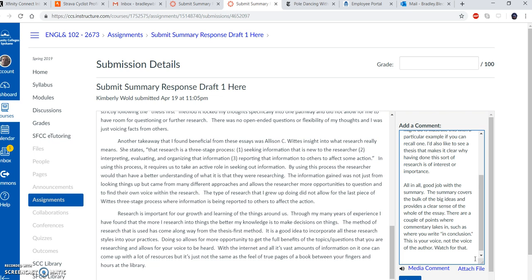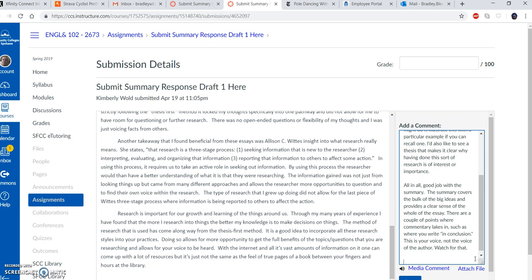The information gained is not just from looking things up, but comes from many different approaches, and allows the researcher more opportunities to question. The type of research that I grew up doing did not allow the last piece of Witt's three-stage process.